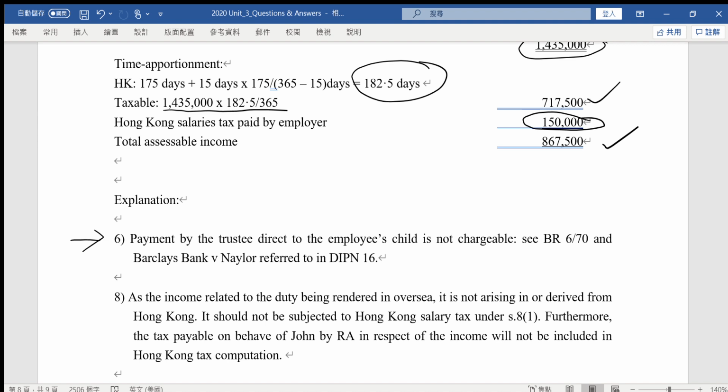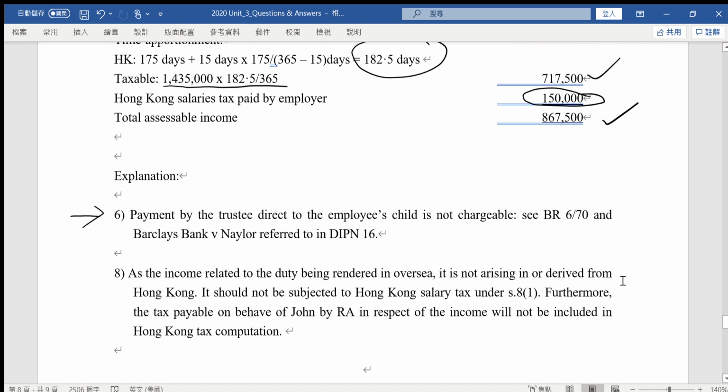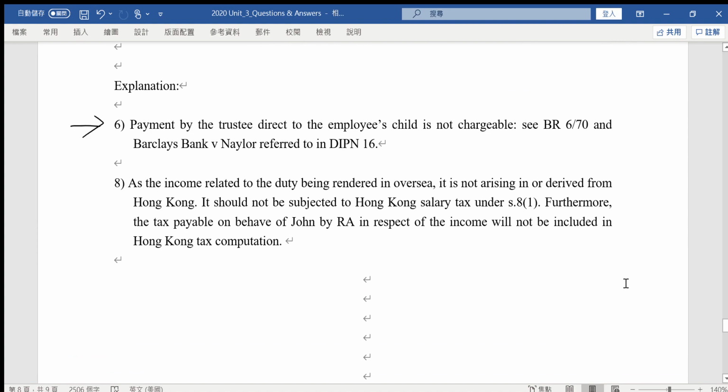Okay, other than that, it's about the Hong Kong salary tax being paid by the employer. Okay, that is fully taxable also, and that is purely related to Hong Kong. This amount should be fully taxable. The other tax paid by the employer will not be taken into consideration. Okay, that's why just that portion will be included in the assessable income. Okay, and that will be the answer to those tutorial questions.